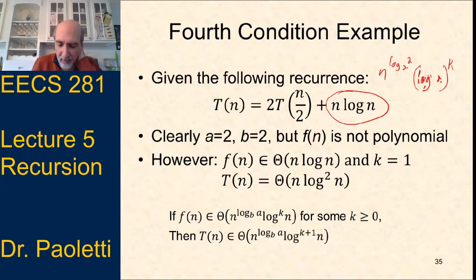Is it of this form? Well, log base 2 of 2 is 1, so this means it has to be of the form n log n to some kth power, and it is. And k happens to be equal to 1 because we've just got n log n. So it's n log n, k is equal to 1, so our overall complexity ends up being n times log of n, the quantity squared. So there's an application of that one.